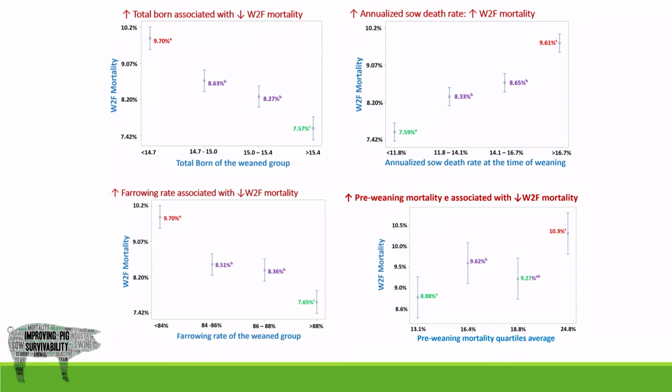And pretty much the same thing for the other components related to productivity. The better the total born, the better the wean-to-finish mortality. For farrowing rate and higher pre-weaning mortality, we see higher downstream wean-to-finish mortality for those groups as well.